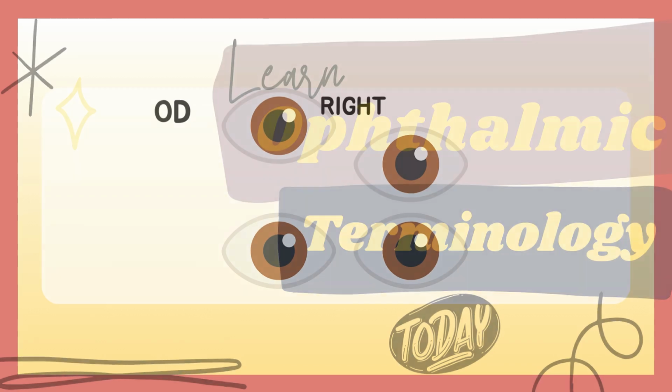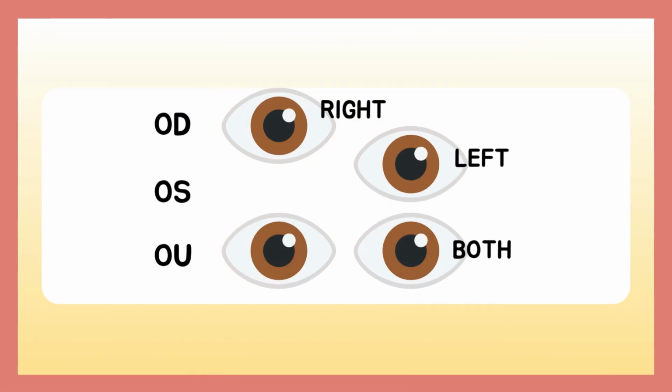Today, we're going to learn ophthalmic terminology. OD means right eye. OS means left eye. And OU means both eyes. We typically document these in all caps.